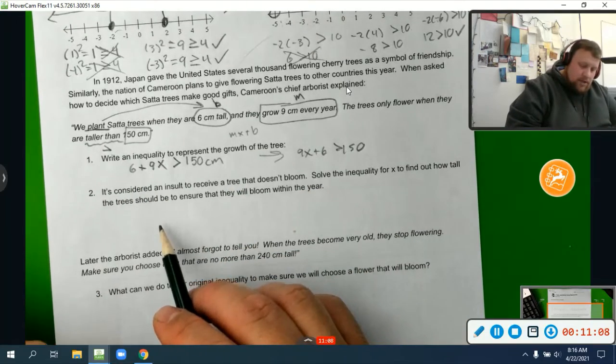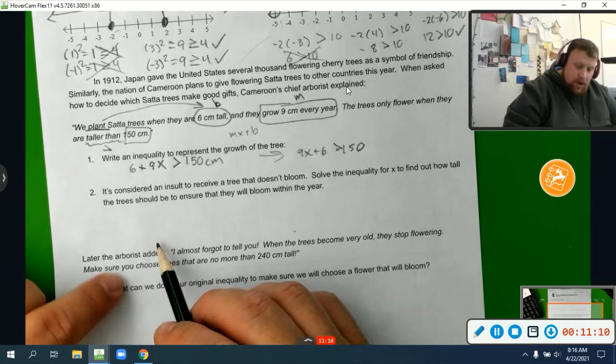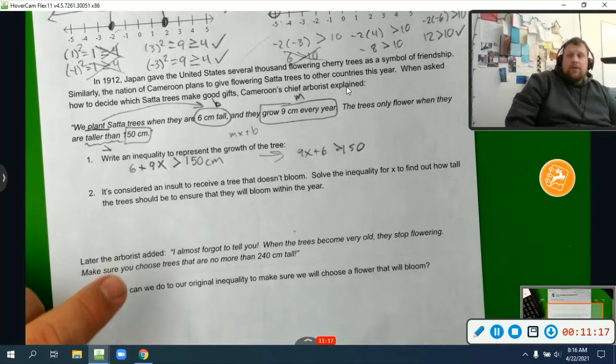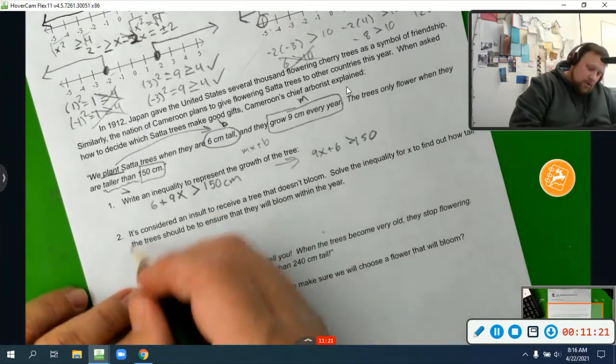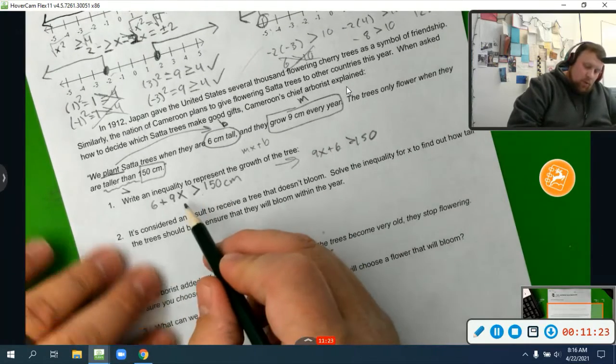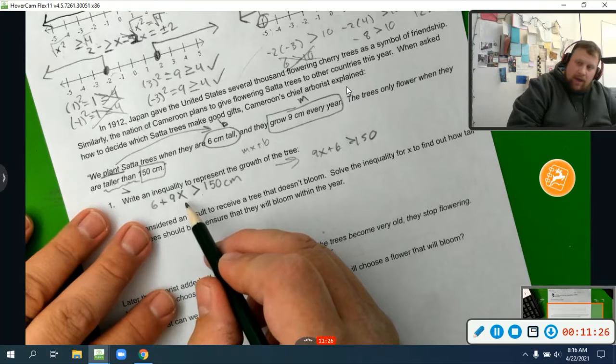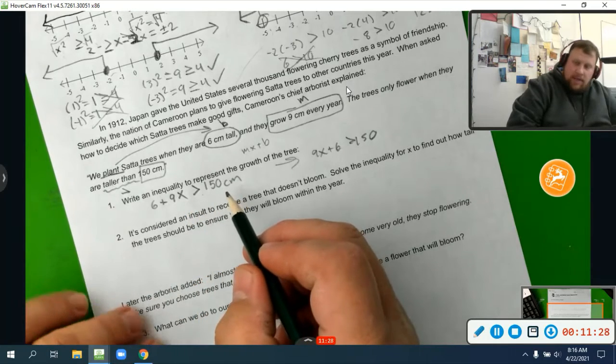So it's considered an insult to receive a tree that doesn't bloom. Solve the inequality for x to find out how tall the tree should be to ensure they will bloom within the year. So we want to make sure that this tree is going to bloom the year it's given. So we want to solve for what year it would need to be greater than to guarantee it blooms within the year.